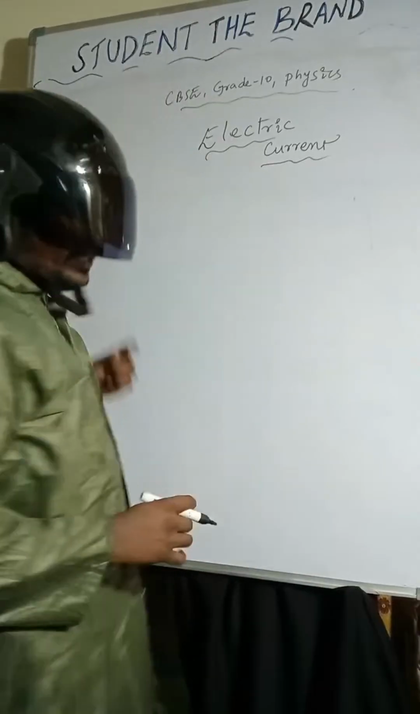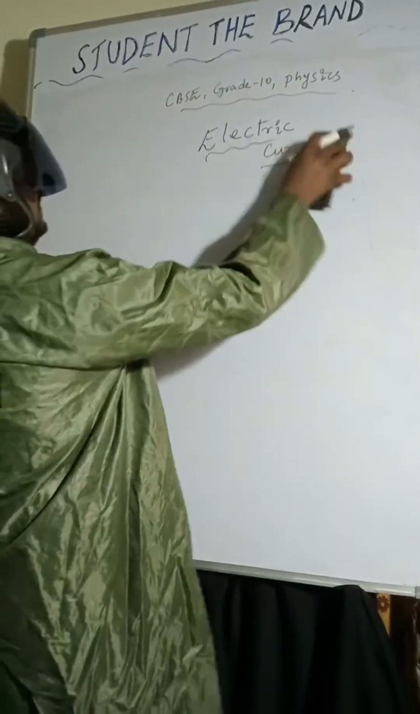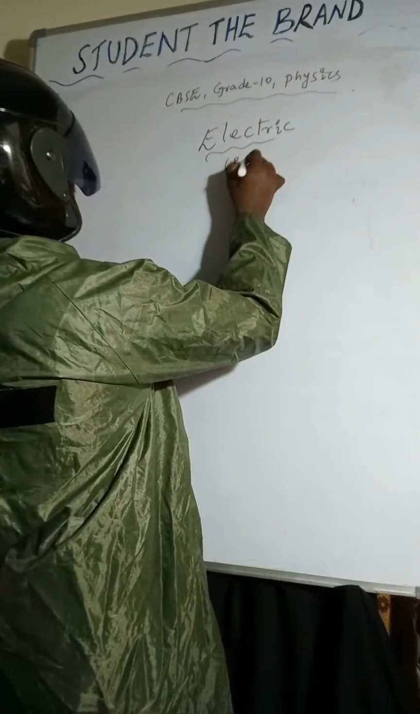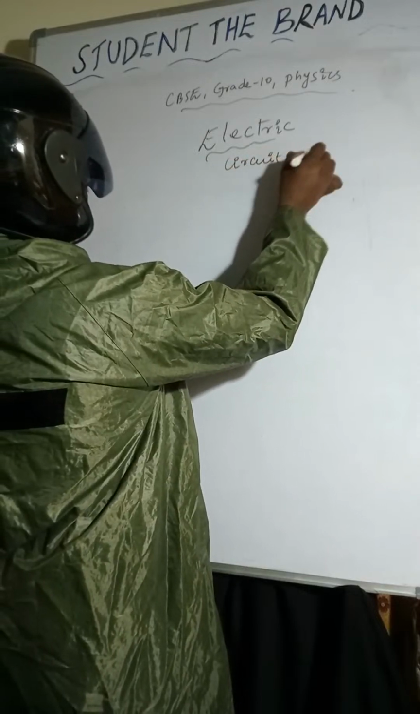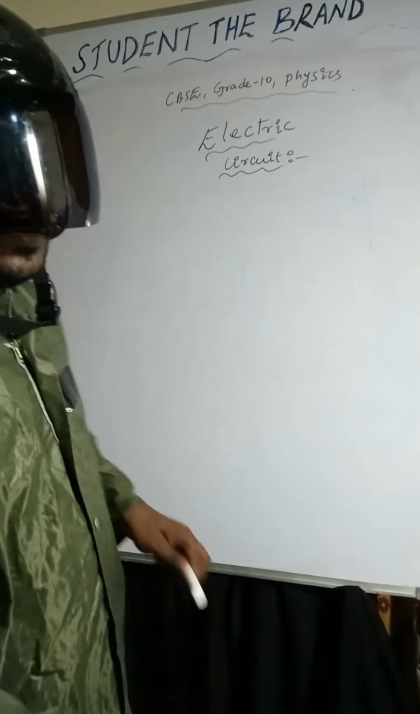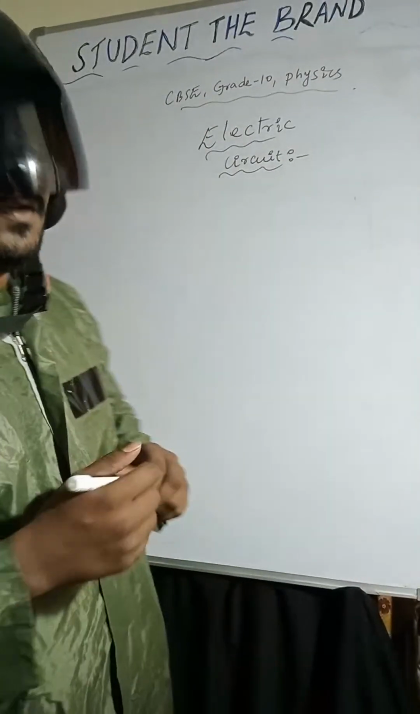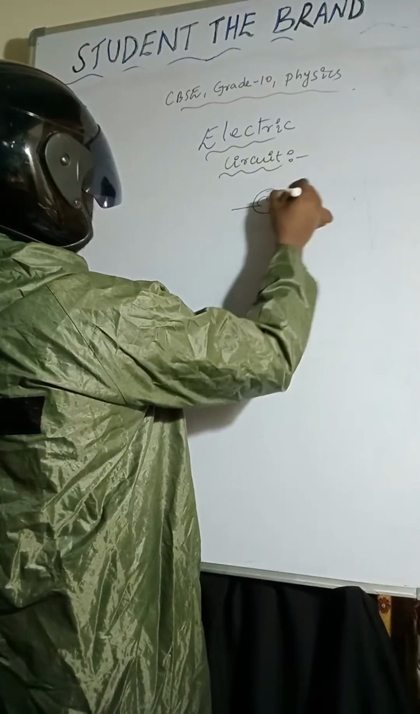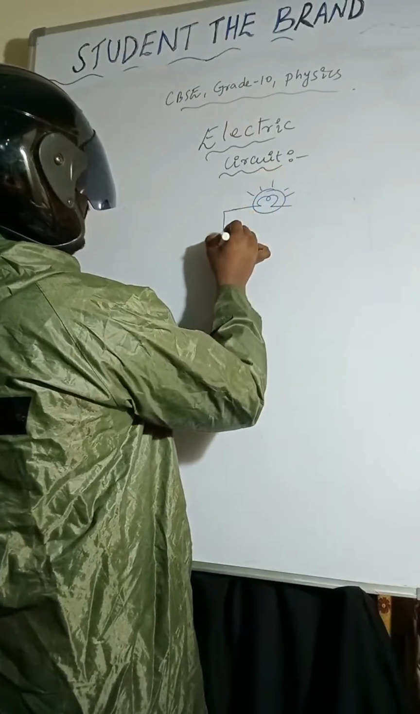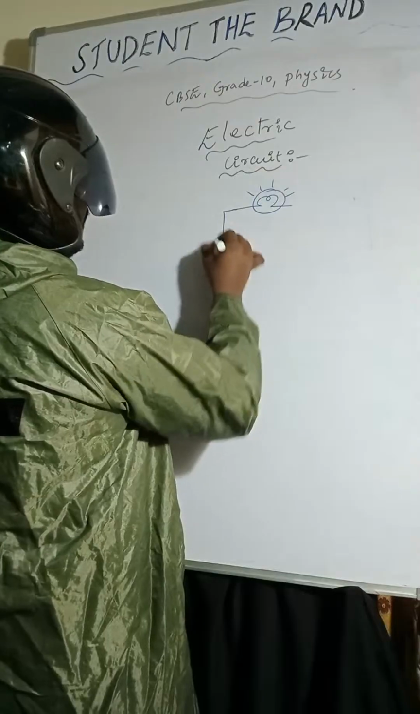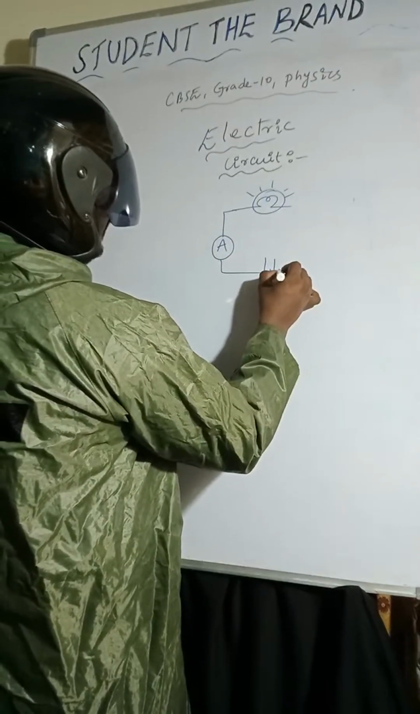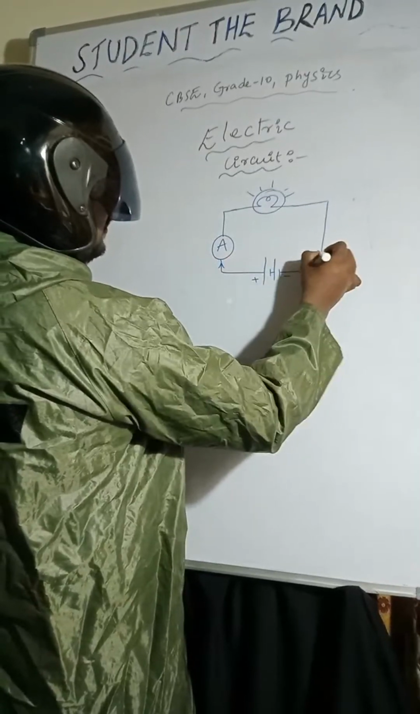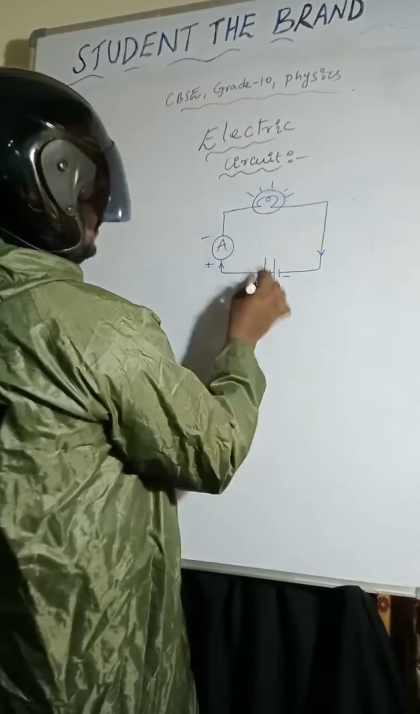Electric circuit: a continuous and closed path of an electric current is known as an electric circuit. So here is a bulb, and I am taking an ammeter, and here is the battery. Current is flowing from the positive terminal to the negative terminal, and the bulb is glowing.